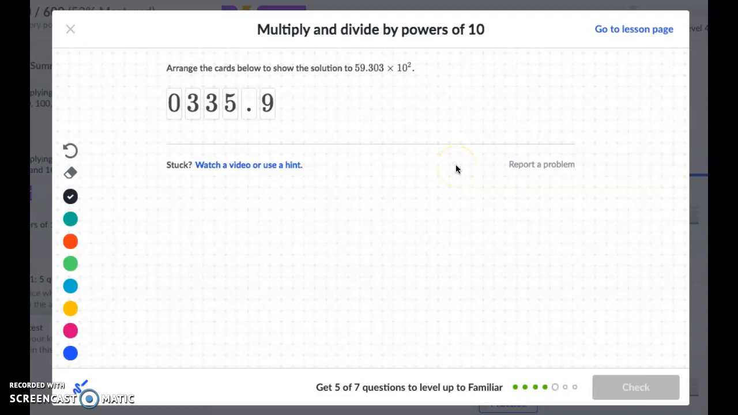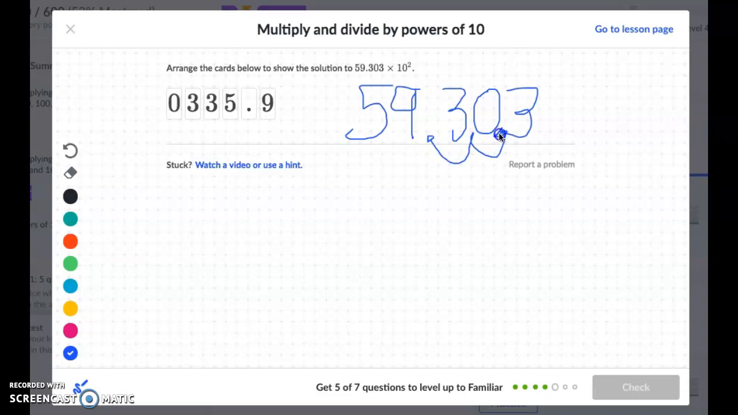Arrange the cards below to show the solution to 59.303 times 10 to the 2. So again, before even playing with these cards, I'm just going to write this out so that I can get my answer first. So 59.303, and if I'm multiplying by 10 to the 2, multiplying means move my decimal to the right, and I'm going to go 2 spaces. So 1, 2.